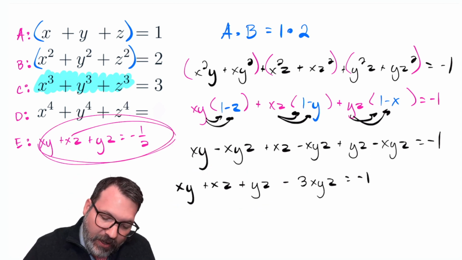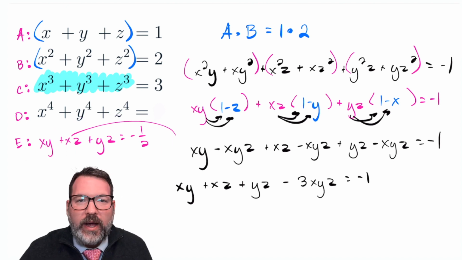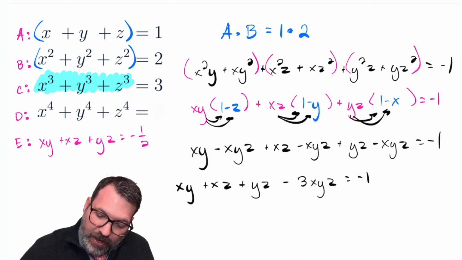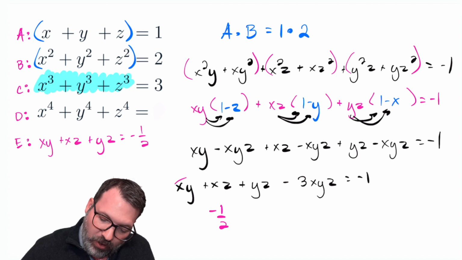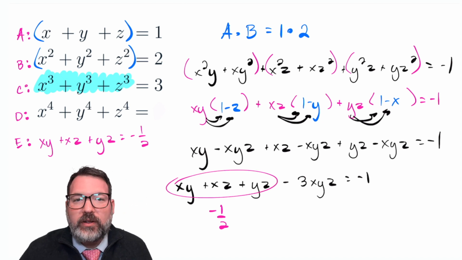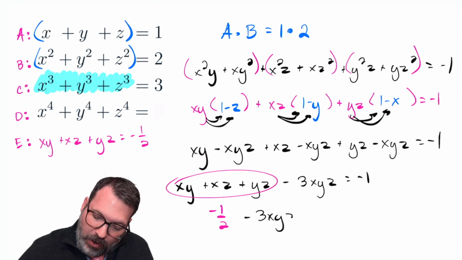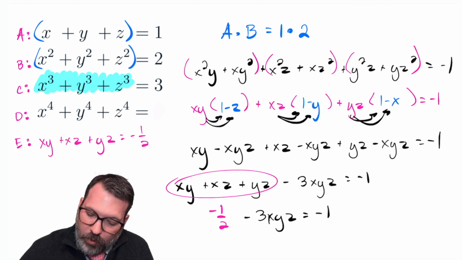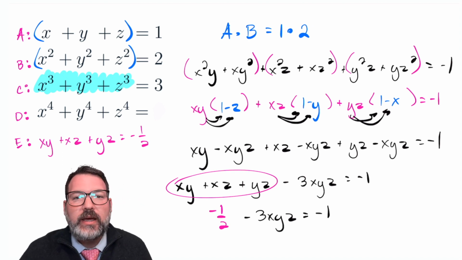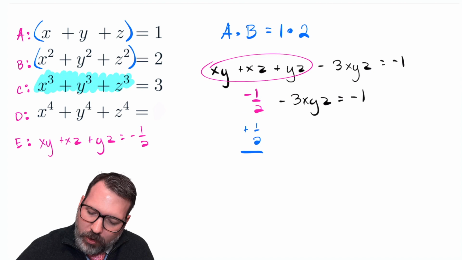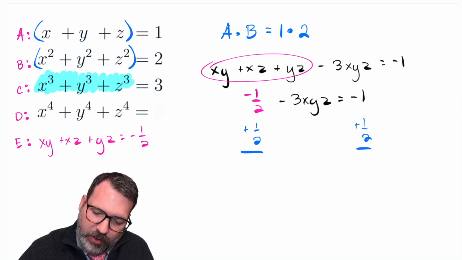And one more time, we've got some substitution that we can engage in. We know that xy plus xz plus yz is equal to -1/2, and so we can replace that whole quantity with -1/2. This is going to allow us to solve specifically for what x times y times z is equal to. Let's add the 1/2, add the 1/2, and we get this.